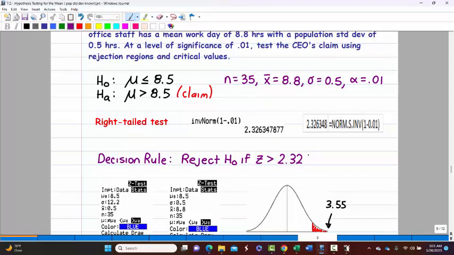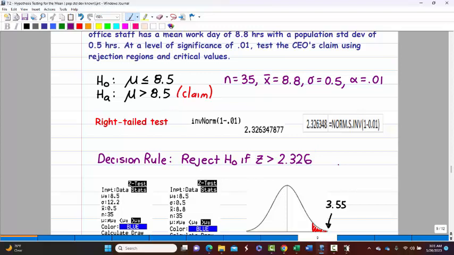All right. So our decision rule using critical values is we're going to reject that H0 if the test statistic is greater than 2.326. So it's a right-tailed test.